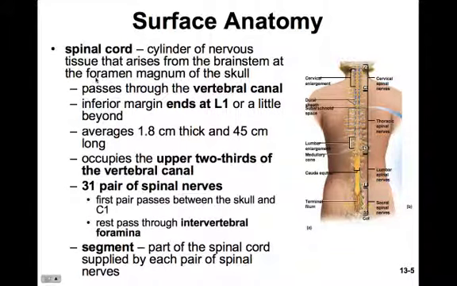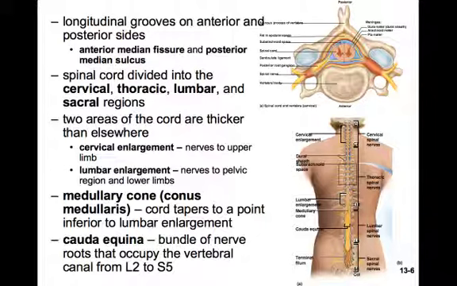There are 31 pairs of spinal nerves. The first pair passes between the skull and C1, and the rest pass through the intervertebral foramina all the way down the spinal cord. Our body, thus, is divided into various segments. Each segment is supplied by a pair of spinal nerves, one on the left and one on the right. Along the spinal cord, there are longitudinal grooves, one on the anterior side and one on the posterior side. They're called the anterior median fissure and the posterior median sulcus.